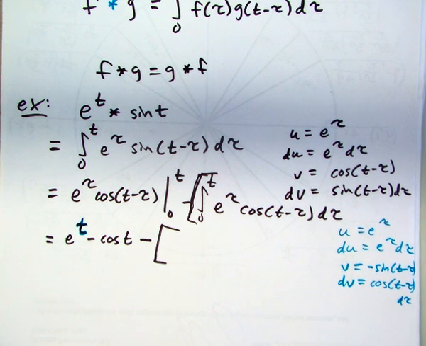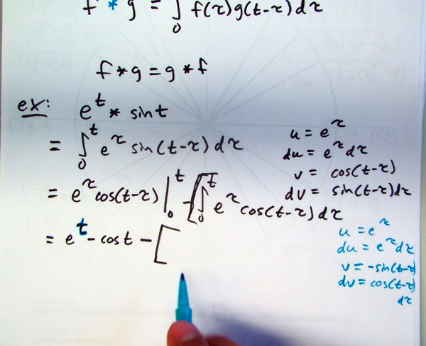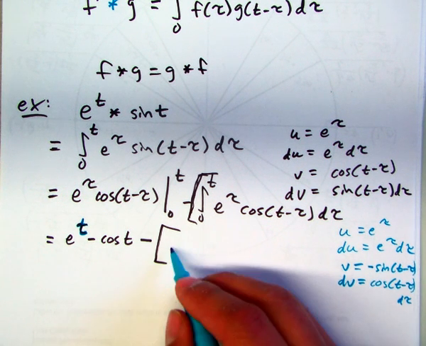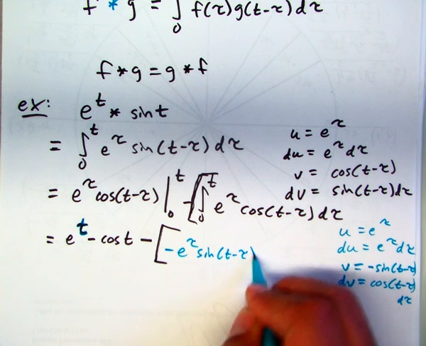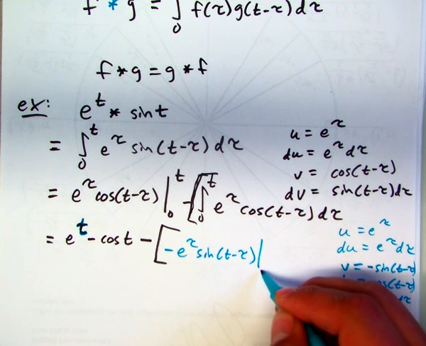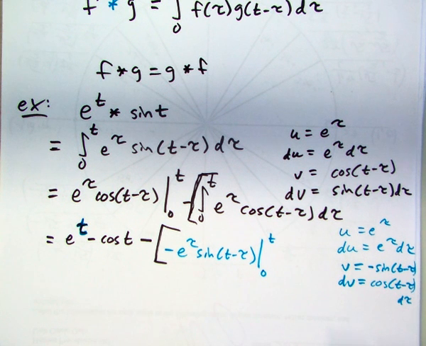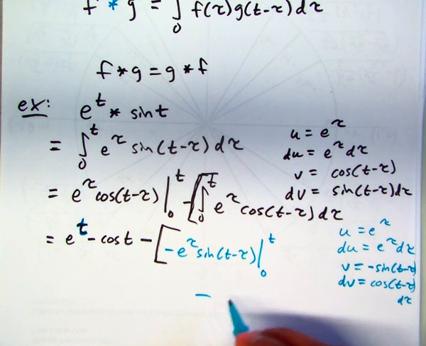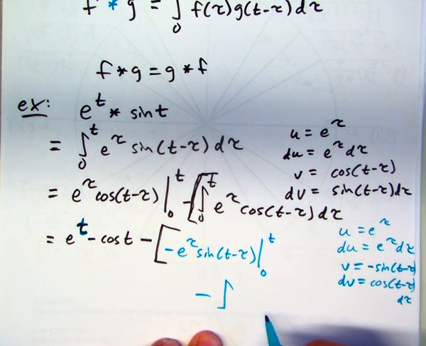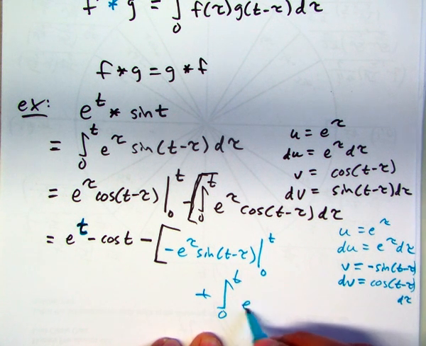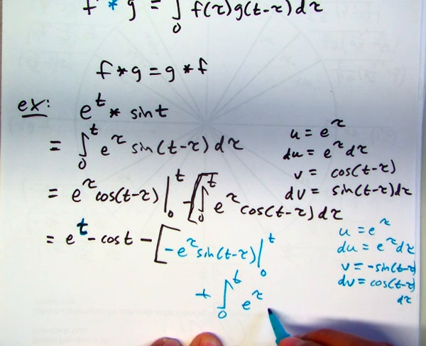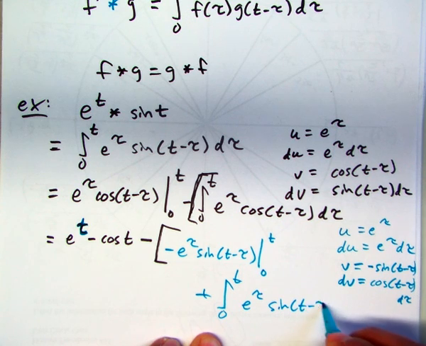Okay, so if you plug all these guys in, we have uv, so negative e to the tau sine of t minus tau, evaluated from 0 to t. And we're going to subtract the integral of v du, so we're going to add the integral from 0 to t of e to the tau sine of t minus tau d tau.